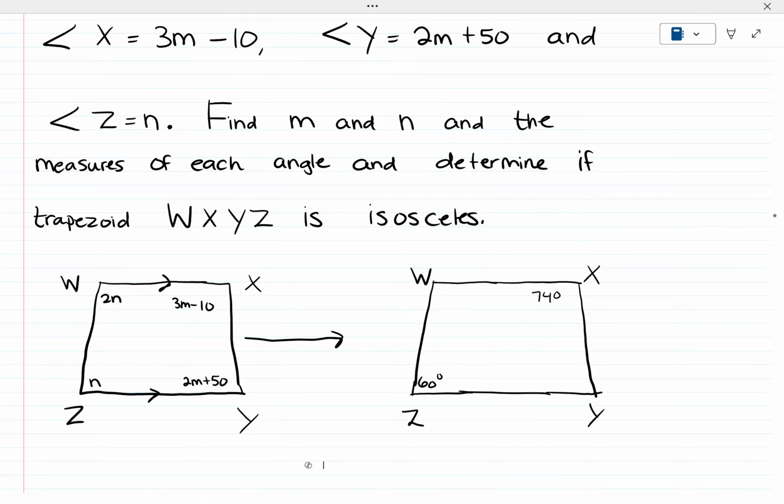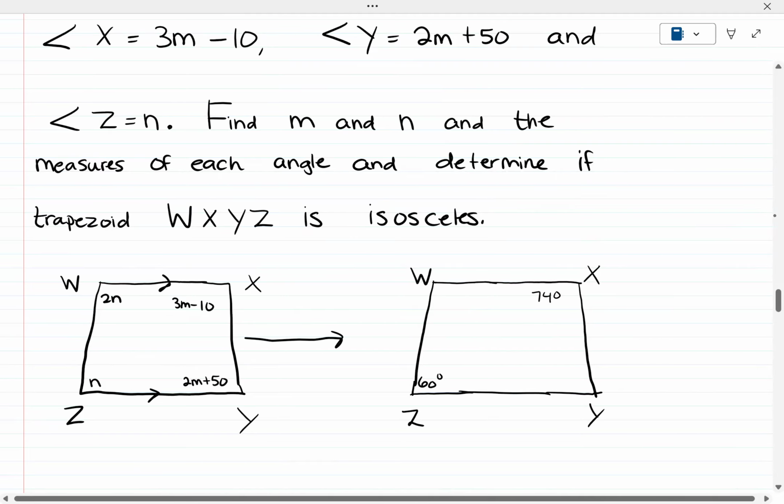So they say that angle W is 2n. What else do they say? Angle X is 3n minus 10, and then angle Y is 2n plus 50, and angle Z is n. Find m and n. How would we do this? So how did I get 60 here and then 74 here?